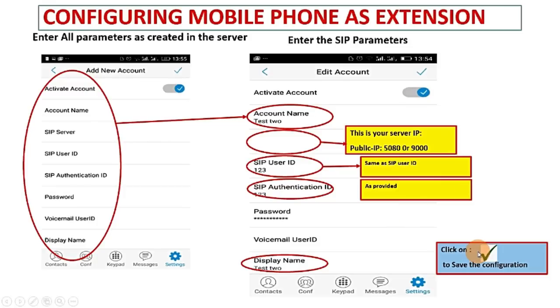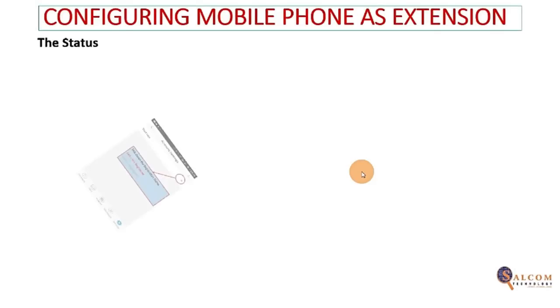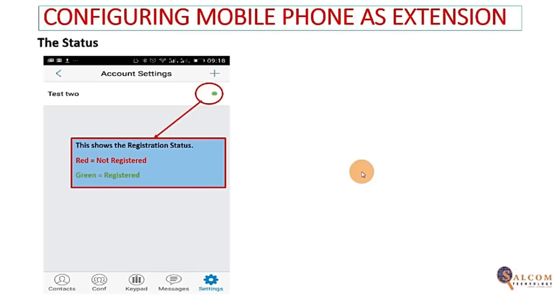Okay, after that, you click on the sign on top like this one to show that this is saved, just like a tick. Once this is done and all the parameters are entered correctly, then you click save and then you check the status. If your status shows that it is green, that means that you have successfully registered your server. Congratulations and a thumbs up for you.